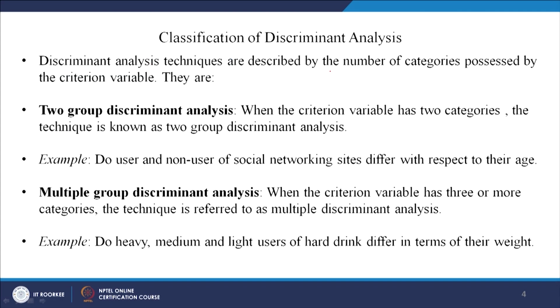Classification of discriminant analysis: discriminant analysis techniques are described by the number of categories possessed by the criterion variable. They are 2 group or multi group. 2 group discriminant analysis is when the criterion variable has only 2 categories. For example, do users and non users of social networking sites differ with respect to their age? This is like a binomial logistic regression, but the condition I have already said is that the independent variables need to follow a normal distribution. If they do not follow a normal distribution, then the same question, do users and non users of social networking sites differ with respect to their age, can be answered through a logistic regression.